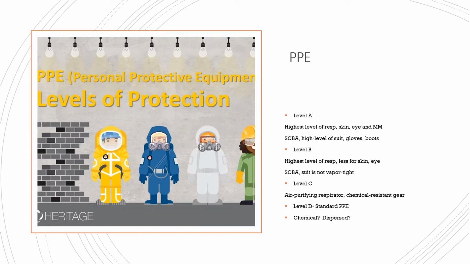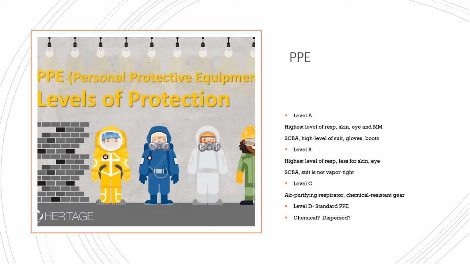So then there's different levels of PPE. I guess this really hits home now because I think a lot of these people are in level A. These are kind of cartoon-like drawings, but basically I want you to know that it goes from highest to lowest level. And the highest, level A, you are protected respiratory, skin, eye, mucous membranes. They have a scuba suit, so basically their air pack is within the suit itself. Everything's self-contained. It's gloves, boots, the whole shebang.